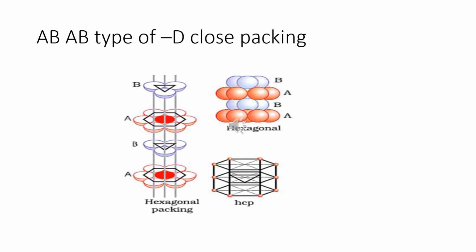Friends, in this video session, we studied close packing in solids. In the case of close packing, first we studied close packing in one-dimensional arrangement. Second, close packing in two-dimensional, where we studied square close packing structure and hexagonal close packing structure. And in three-dimensional close packing, we studied ABC type of close packed structure and AB type of three-dimensional close packed structure.